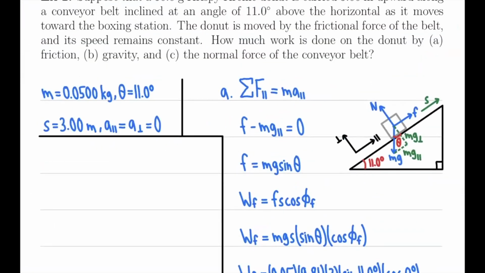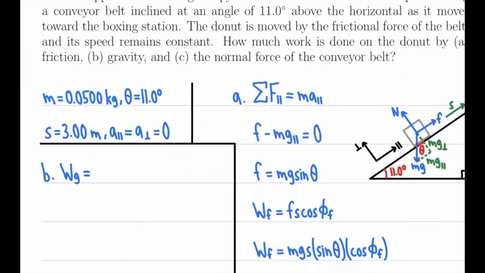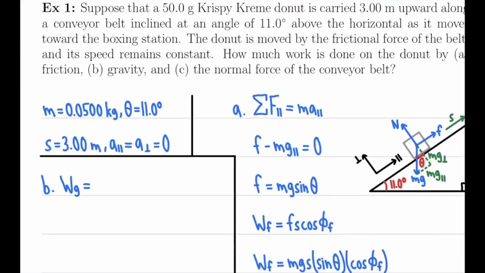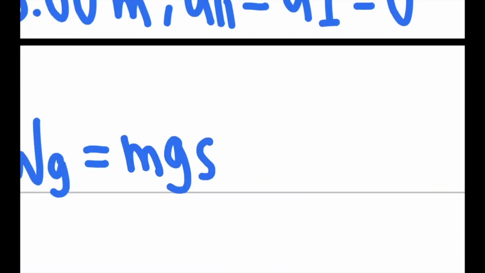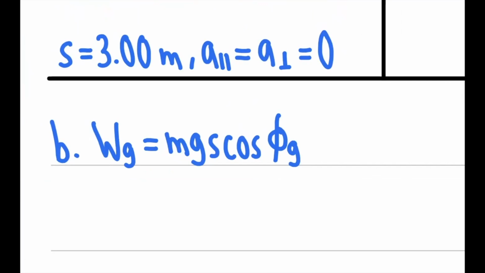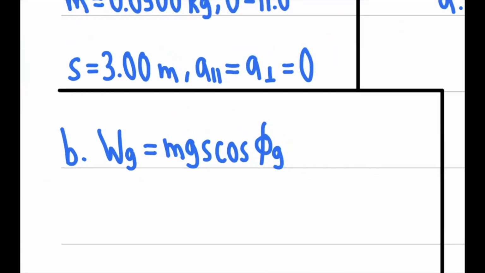Part B, work done on the donut by gravity. I'm going to call that WG. And again, this force is also constant, so we can use Fs cosine phi. So F is mg times s times cosine, I'll call it phi g. We know pretty much everything. We know m, we know g, we know s. We can figure out phi g.